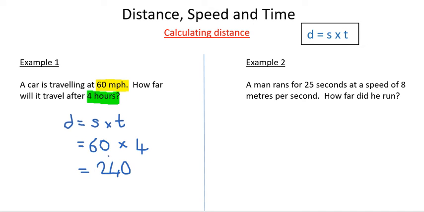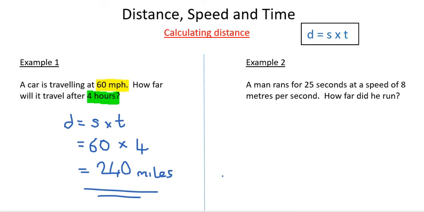Okay, so what we've worked out here is that this car is travelling 60 miles every hour and is going for 4 hours. So in total for those 4 hours, every hour it's travelling 60 miles, so in total it travels 240 miles. So our distance unit here is miles.